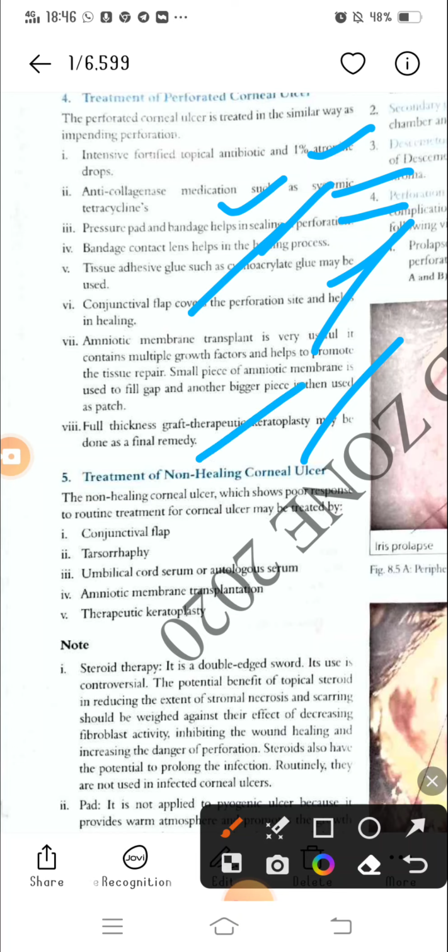What would you do with the non-healing ulcer? You would apply a conjunctival flap, or you can also do tarsorrhaphy. I will tell you what is tarsorrhaphy in the end. You can also use autologous serum. Amniotic membrane transplantation, therapeutic keratoplasty. Keratoplasty is a full thickness graft of cornea, or a partial thickness graft can also be used. So you must remember all of this.